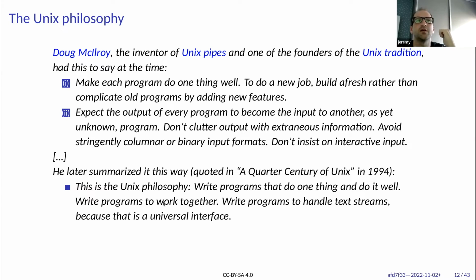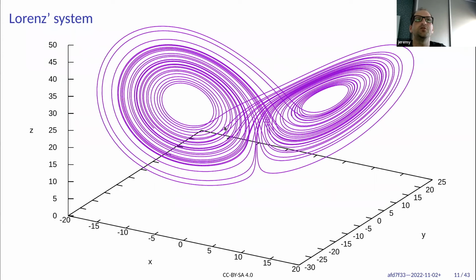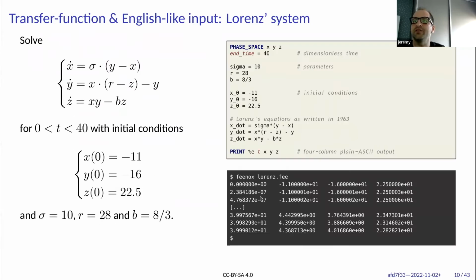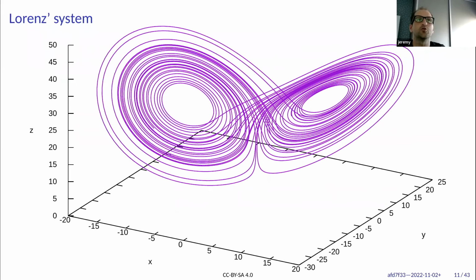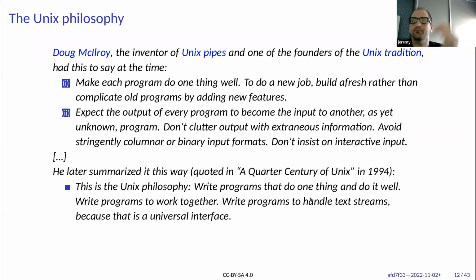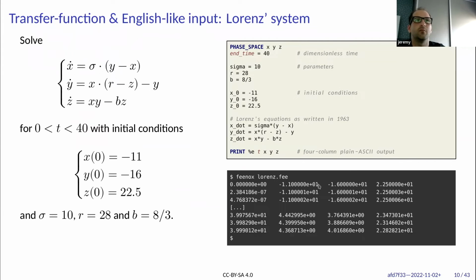In the previous case, what we saw with the Lorenz system was plotted with gnuplot. We can use matplotlib, we can use whatever. The output is ASCII, and the output of this execution can be post-processed with other tools. So write programs to handle text strings, because that is a universal interface. This is text, and almost any plotter can understand text.